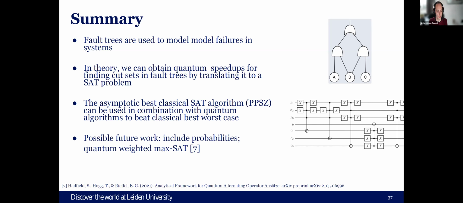Possible future work can go in the direction of including these probabilities, which means having a quantum version of weighted MaxSAT. Last year there was this paper which looks at, among other things, MaxSAT, but not a weighted version. So this might be something interesting to explore.